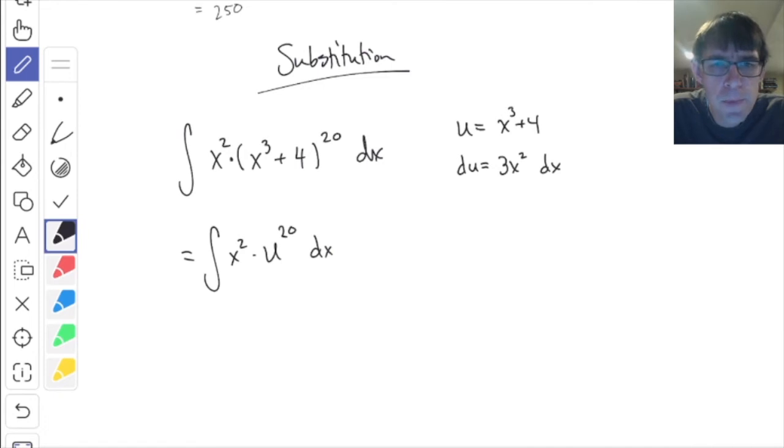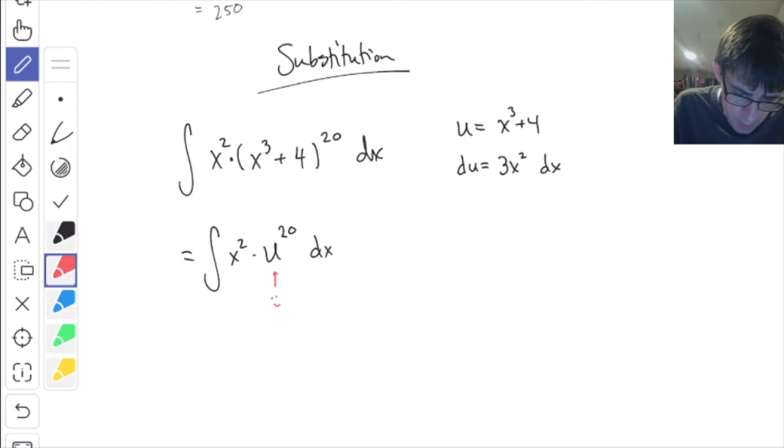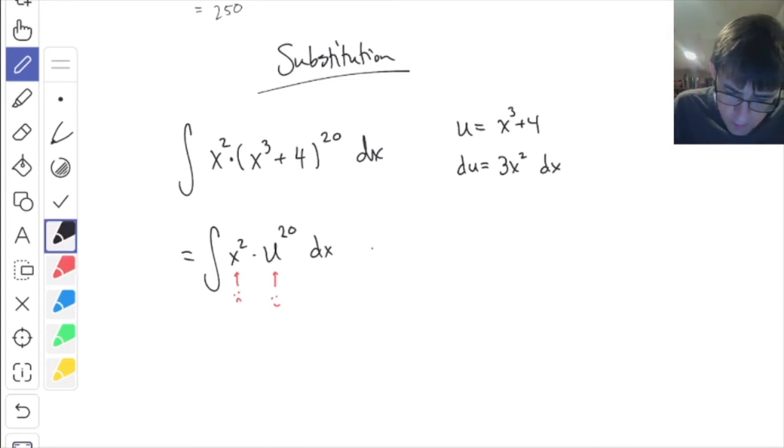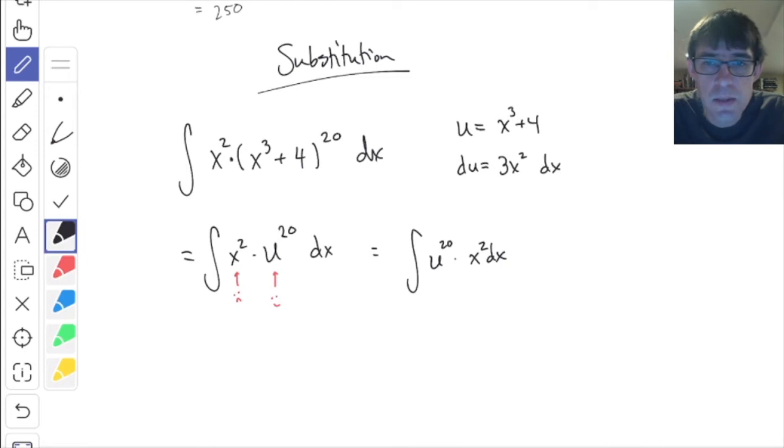The u to the 20 I like. I don't really like the x. Remember, my goal at this point is to change everything into u's, and u to the 20 is in u's. What I'm going to do is just rewrite this to gather the u stuff at the beginning times whatever is left over, which in this case is x squared times dx. That's the leftover stuff, which I still have to figure out how to rewrite in terms of u's or du's. This leftover stuff generally will be written in terms of the du's.